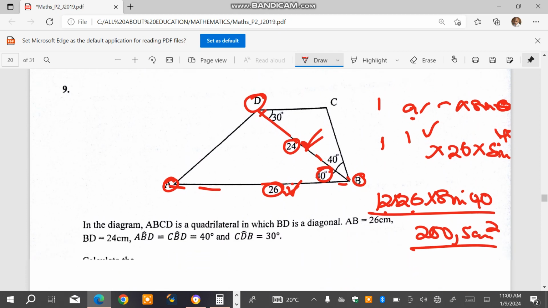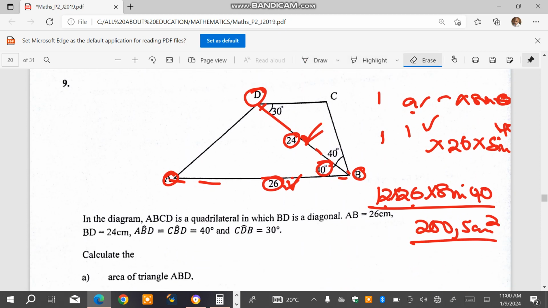The next question asks for the length of AD. Let me go back to the question. The length of AD. Where is AD here? As you can see, this is AD. If you are given something like this, you need to check something. We have a side here which is known, and also a side here which is known, and we have the angle in the middle.